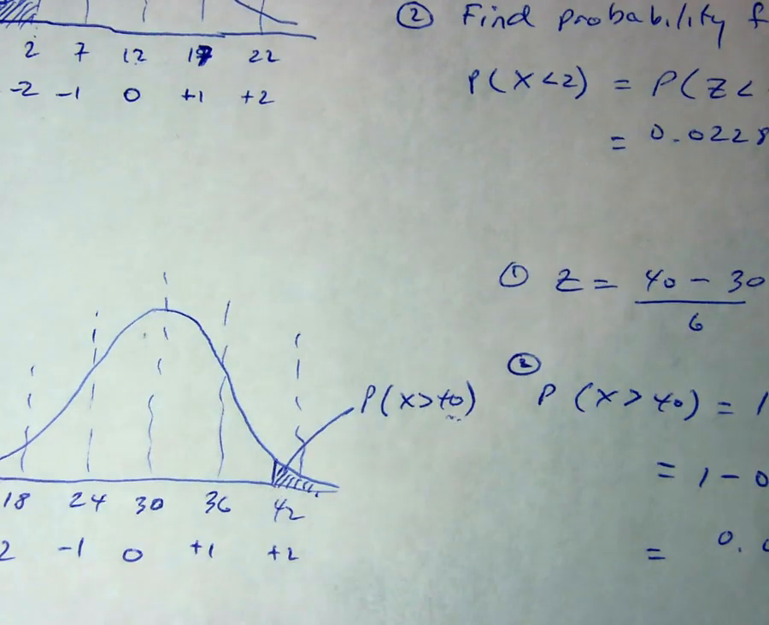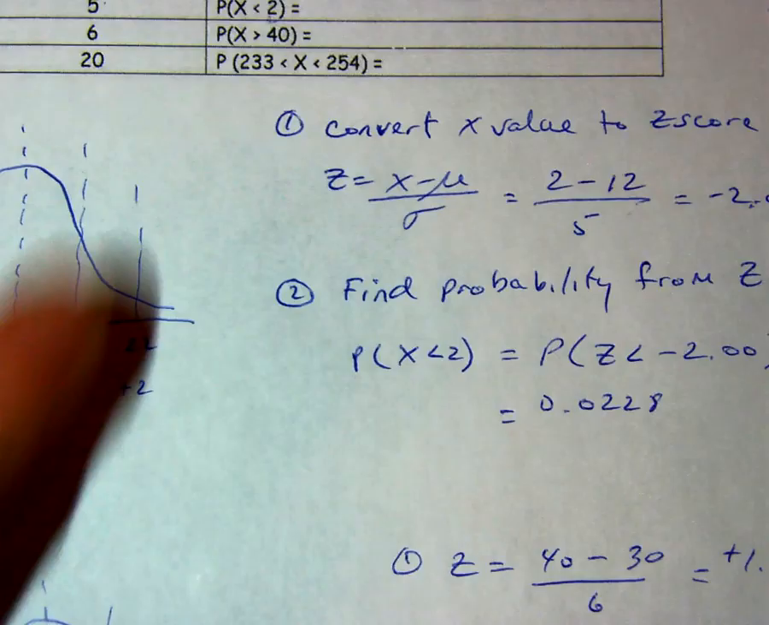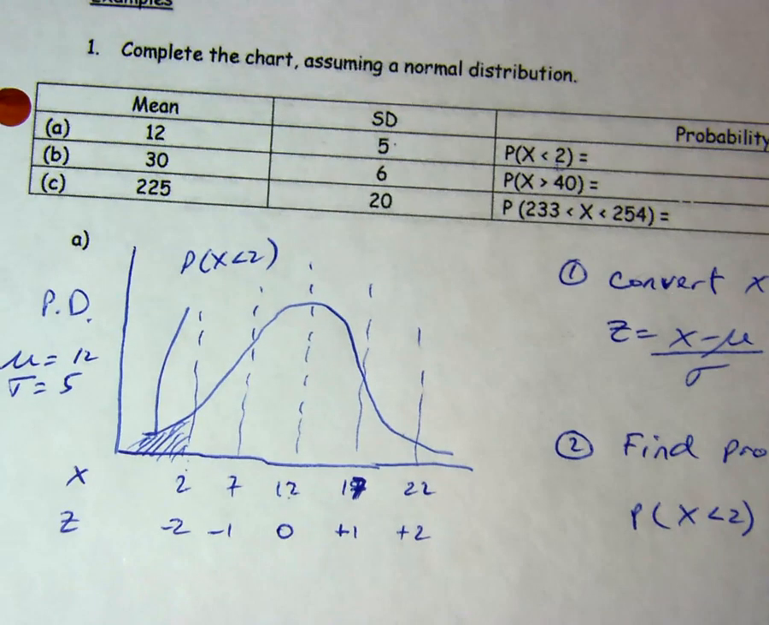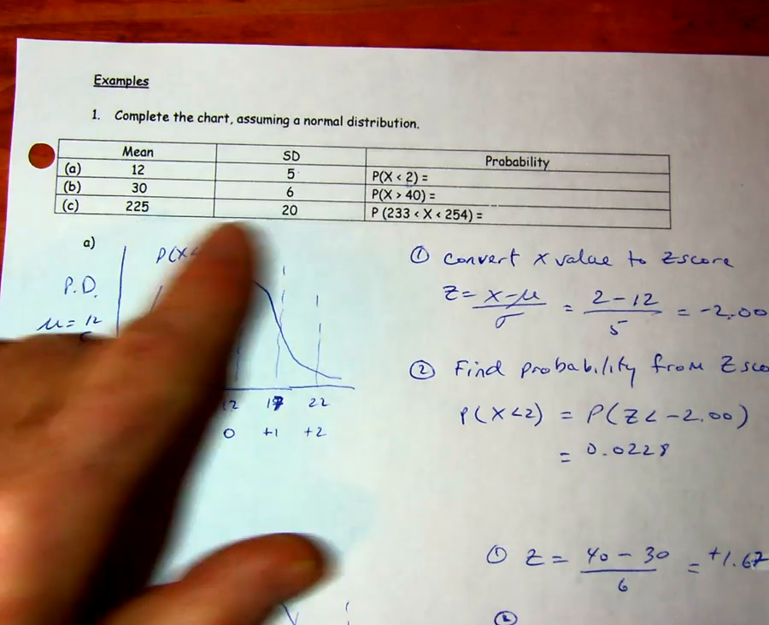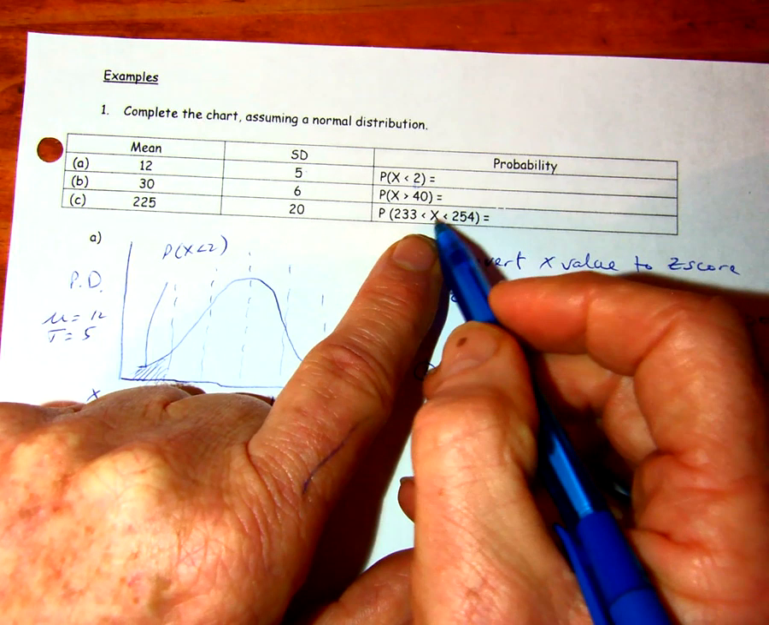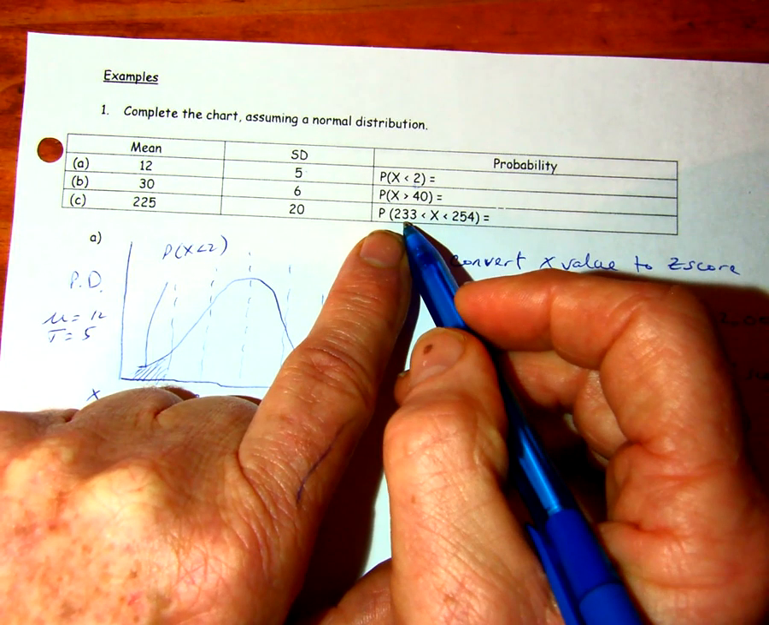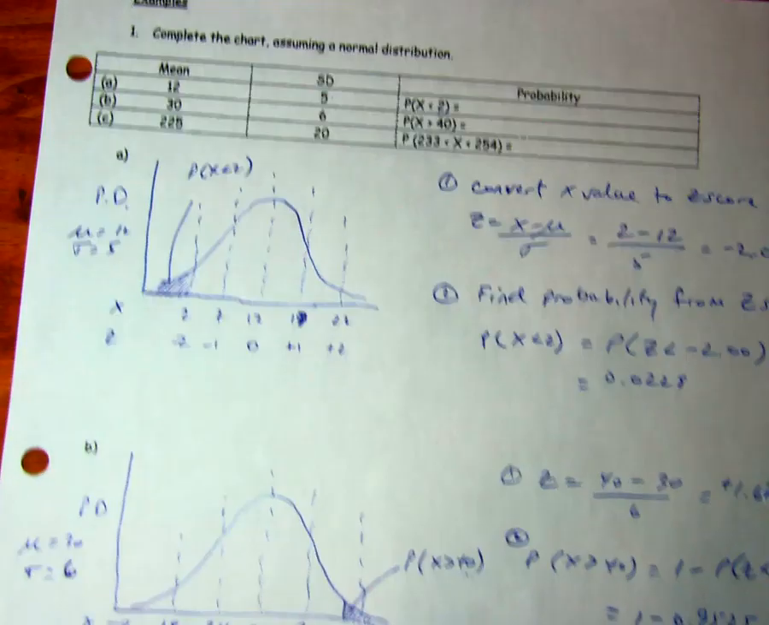All right, let's do the last one. What happens if the mean is 225, the standard deviation is 20, and we want to find the probability that x, the variable, is between 233 and 254? So let's take a look at that. Let's just draw it.